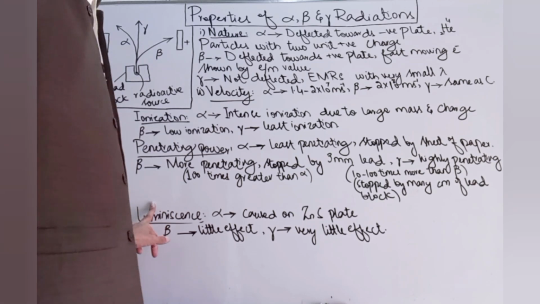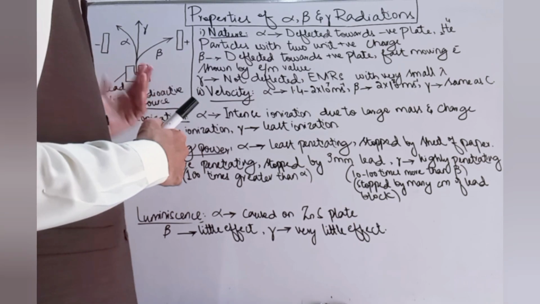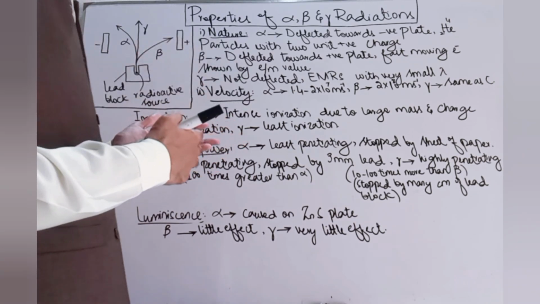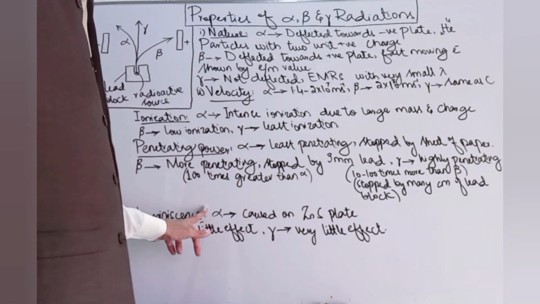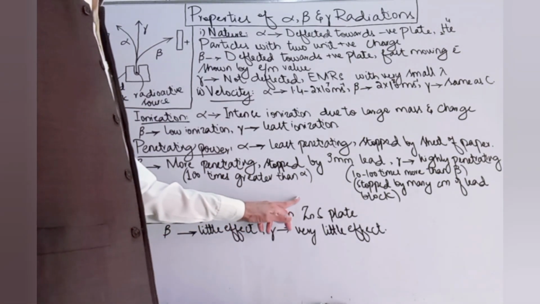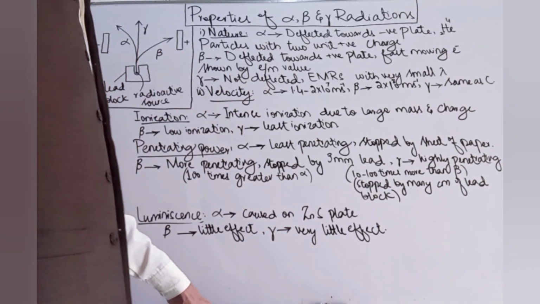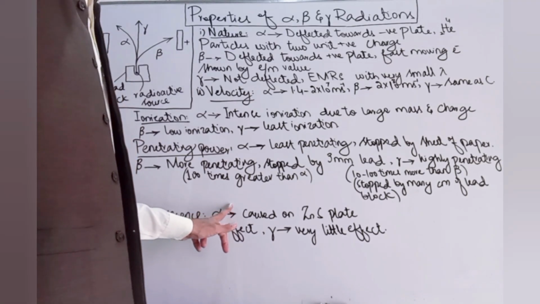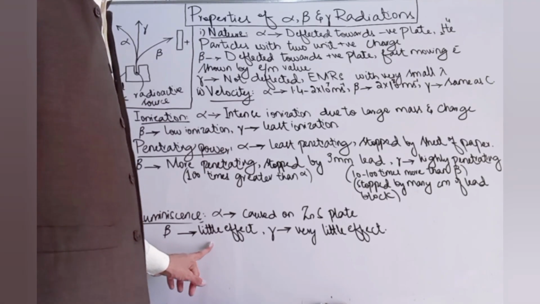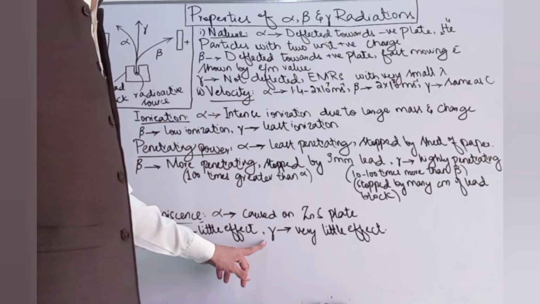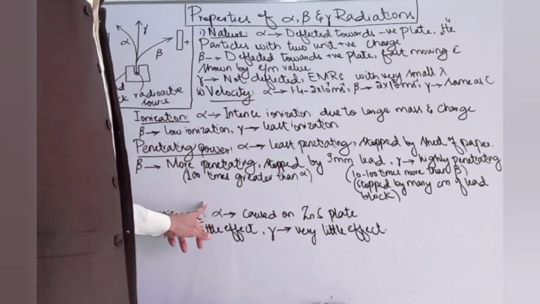The last one is luminescence. Luminescence is basically the glowing effect of the radiations on striking any sheet, screen or photographic plate. Alpha particles cause luminescence on a zinc sulfide plate. Basically, a zinc sulfide plate is a fluorescent screen. If we talk about the beta particles, they have a little effect on the zinc sulfide plate, and the gamma radiations have a very little or negligibly small effect on it.